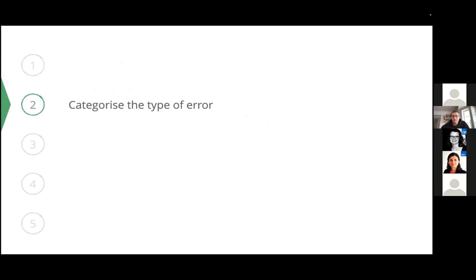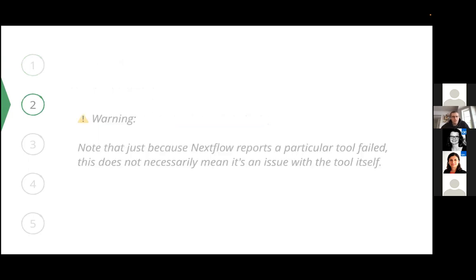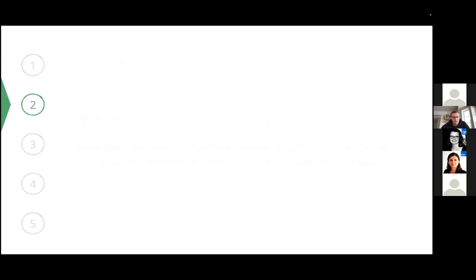But next is to categorize what kind of error it is that you're seeing. Just because Nextflow fails on a certain step of a pipeline doesn't necessarily mean that it was that software tool which was responsible for the failure. Different types of failures happen at different times in the execution pipeline. So we're going to go through that now.